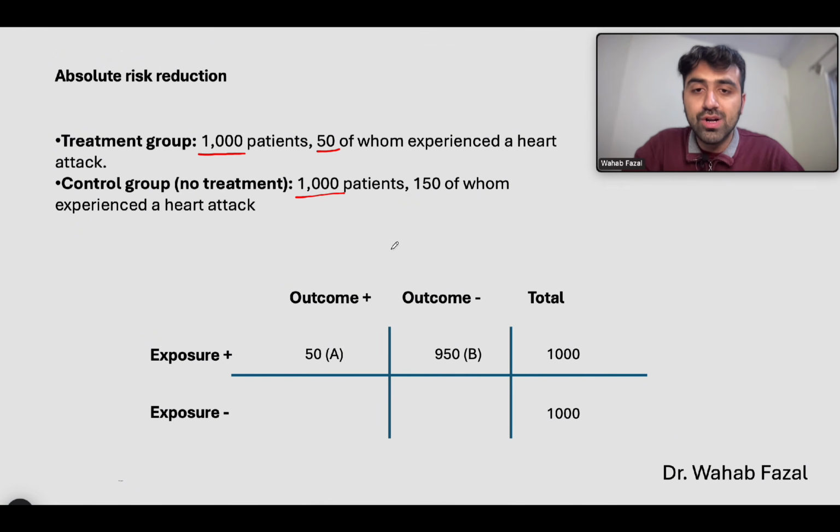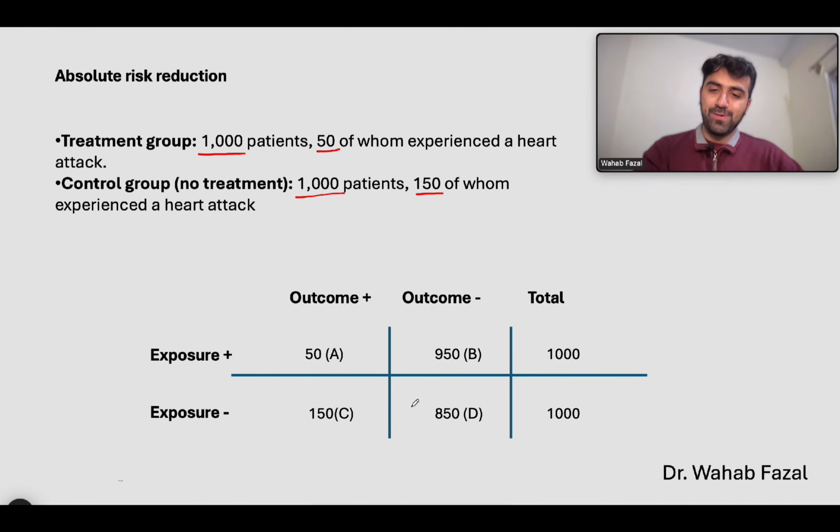Great. In the control group, 150 people experienced a heart attack. So a greater number of people got a heart attack, 150 people. And then 850 people did not. Now take a look at this table. Which group do you think has a greater risk of getting a heart attack? In this group, only 50 people got a heart attack among 1000. And in this group, 150 people got a heart attack among 1000.